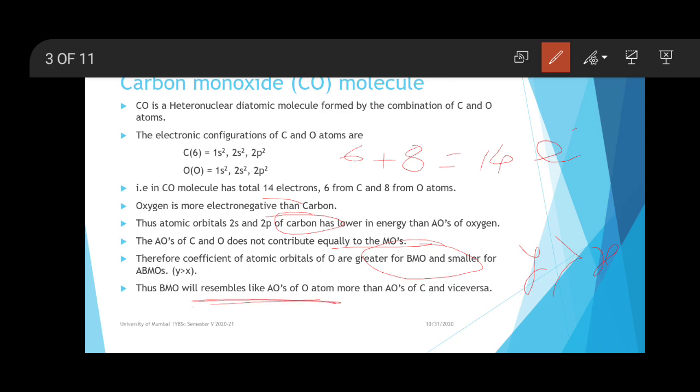Keep this in mind, a very, very important point. Whereas the contribution of the atomic orbital of carbon is less. But vice versa, for the antibonding molecular orbital, the contribution of the atomic orbital of carbon is more, while the contribution of oxygen will be less. Everybody understood that? Very good.